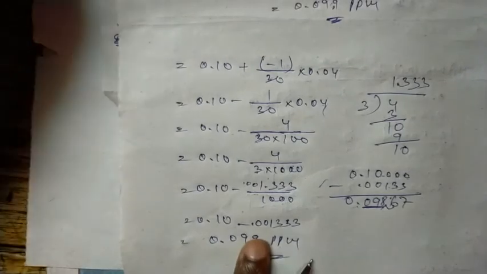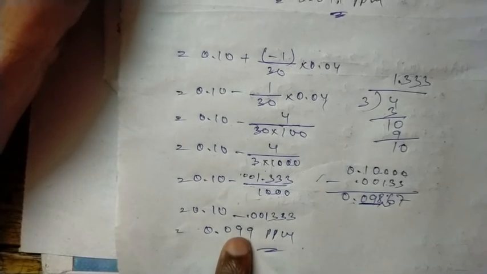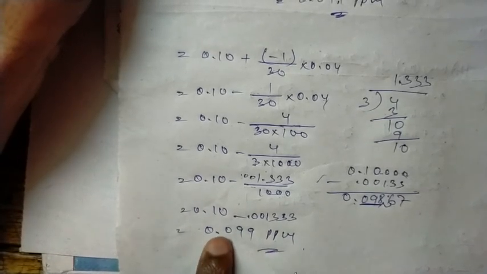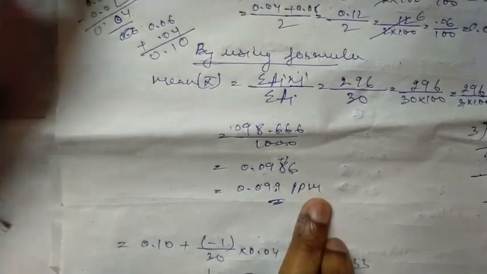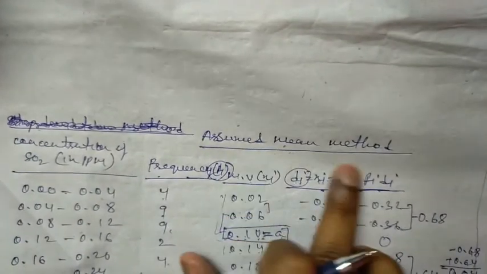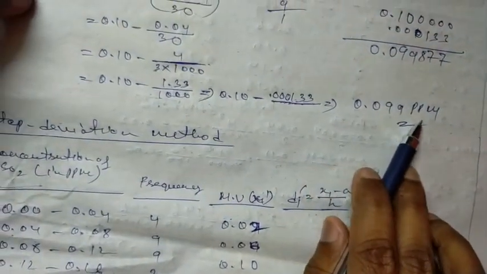So see here, we have got the same answers in all the methods. That is, in the step deviation method we got 0.099 ppm. In the direct method also we got the same value, 0.099 ppm. Also in the assumed mean method, we have got the same value, that is 0.099 ppm. Okay, thank you.